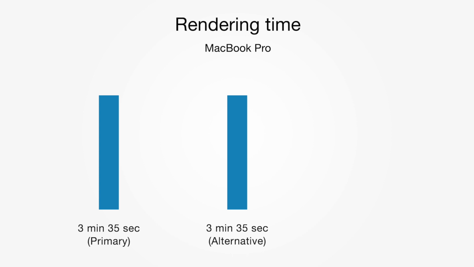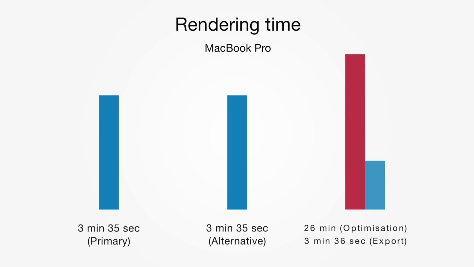I tried the optimizing version as well and it took a crazy 26 minutes to optimize the project. And then it took the same amount of time to export it. So I encourage you not to spend half an hour, it's not worth it. Just go with the alternative method to export your project in case you have that error.